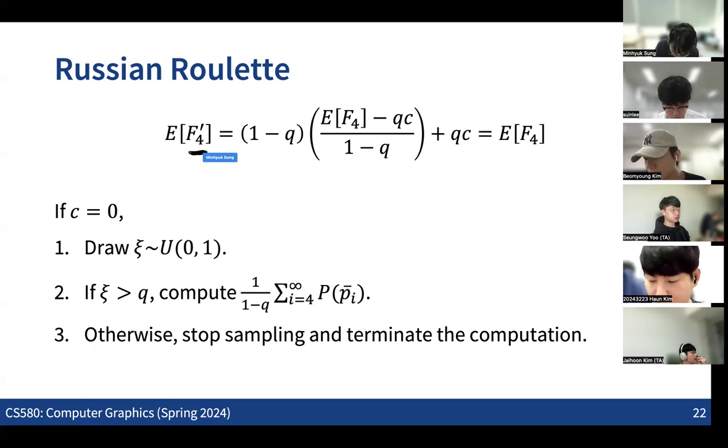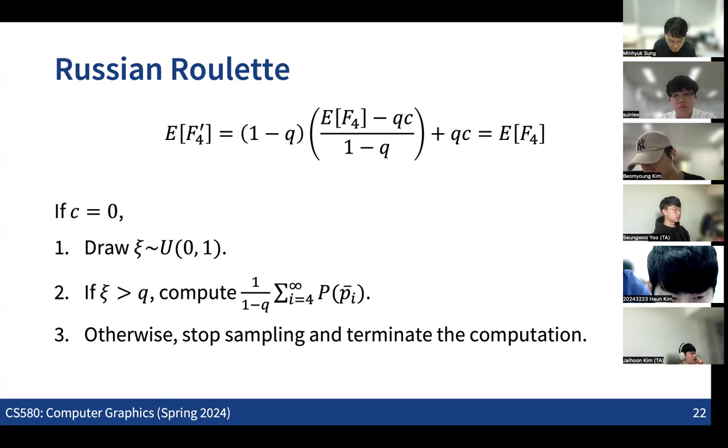So the idea here is that paths with longer length typically give less contribution to the final output. So we want to ignore the estimates with the longer paths, but if we simply ignore them, that will result in a biased estimate. So the basic idea is that we are introducing some kind of statistical dropout to drop those things out.